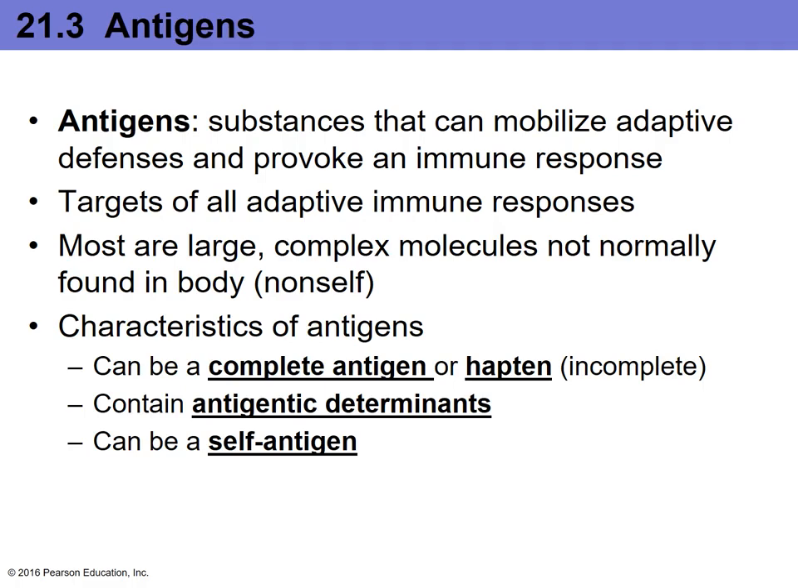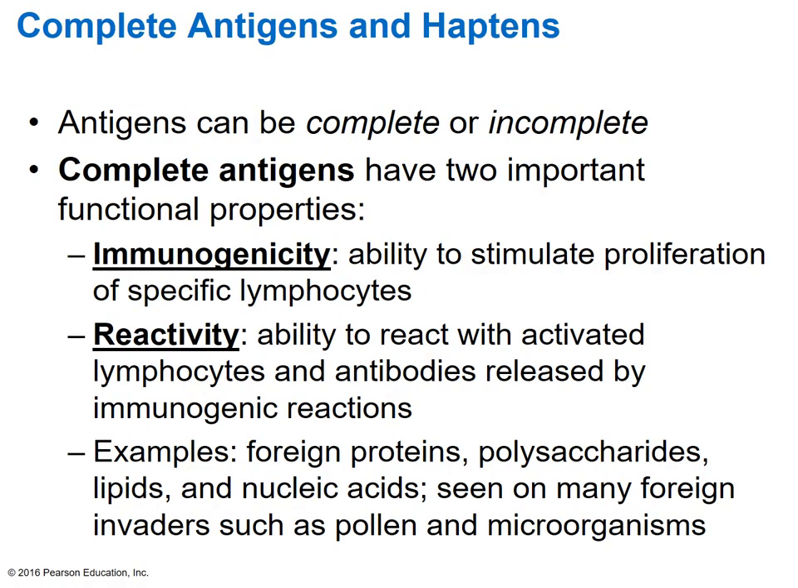Now, the antigens contain certain components that are referred to as the antigenic determinants. Like I say, protein antigens. A complete antigen has two different properties or functions. It's able to stimulate the proliferation of very specific lymphocytes. That's the immunogenicity of it. And the reactivity of it is its ability to react with the activated lymphocytes and the antibodies that may be released.